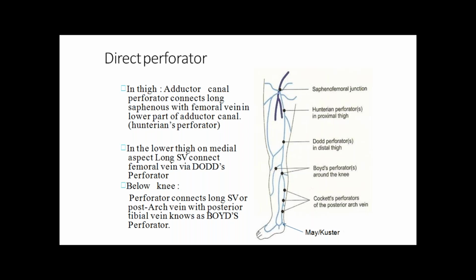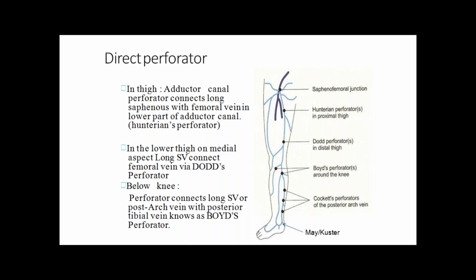Again, there are some named and constant direct perforators, because in the lower extremity there are more than 300 to 400 unnamed and inconstant perforators. So you cannot remember all those things. You should remember the direct perforators which are constant in position.